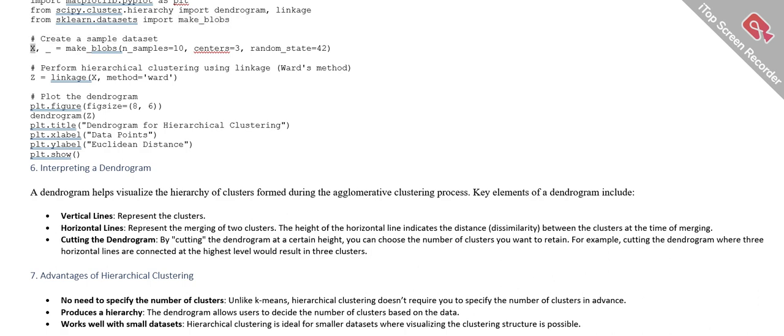# Create a sample dataset. X, _ = make_blobs(n_samples=10, centers=3, random_state=42). # Perform hierarchical clustering using linkage, Ward's method. Z = linkage(X, method='ward'). # Plot the dendrogram.